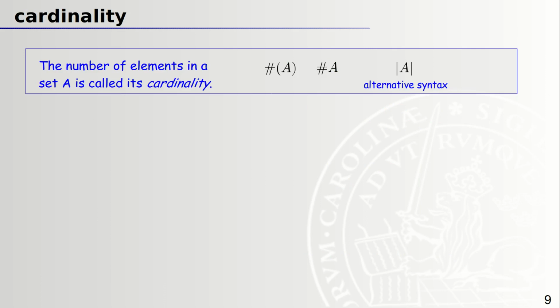The number of elements in a set is called its cardinality. We'll denote the cardinality of a set by using the number sign, but many authors use a pair of vertical bars to mean the same thing, a notation also used, for example, for the absolute value of a number. The cardinality of the empty set is 0, that of a singleton set 1, and so forth.